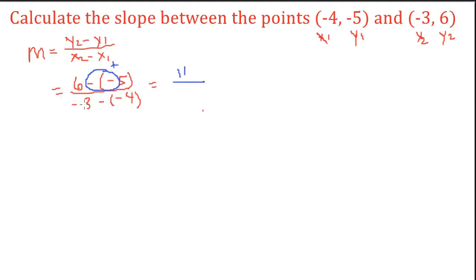Same thing down here. We have -3 minus a negative. That's the same as plus. So we have -3 plus 4. And it's really helpful to think on a number line. If you're at -3 and you go up 4 spaces, you're at 1. So the slope between these 2 points is 11.